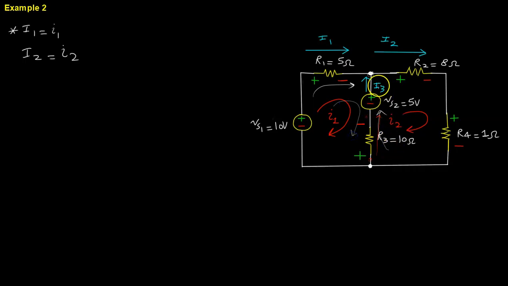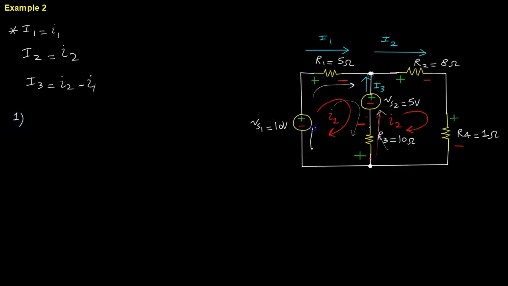And we can see that I3 is pointing in the same direction as I2. And so what you would expect is that I3 is equal to I2 minus I1, because the assumption is that I2 is greater than I1. And so let's go ahead and move to the next step and actually perform KVL.